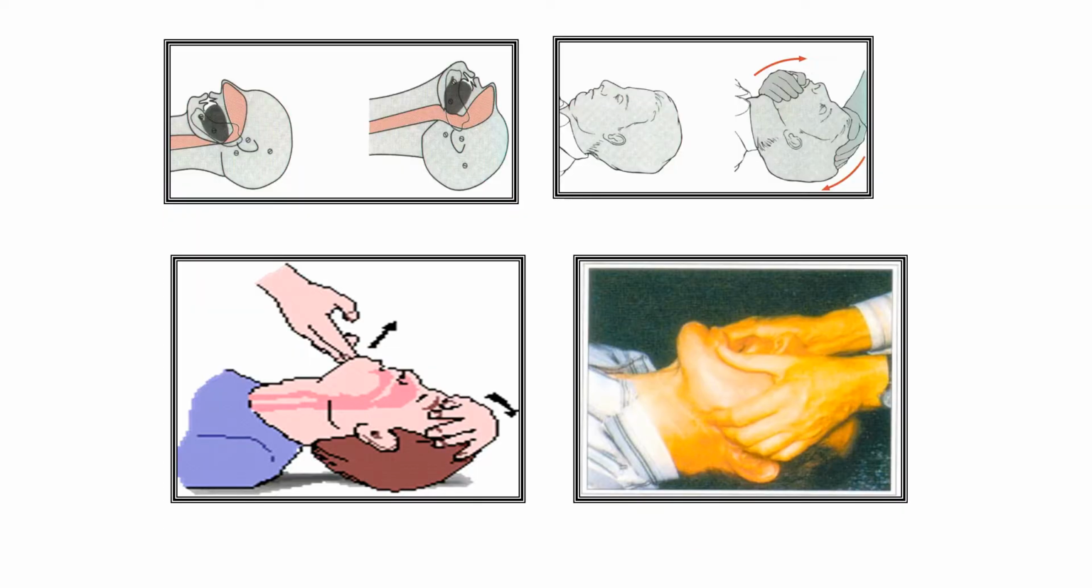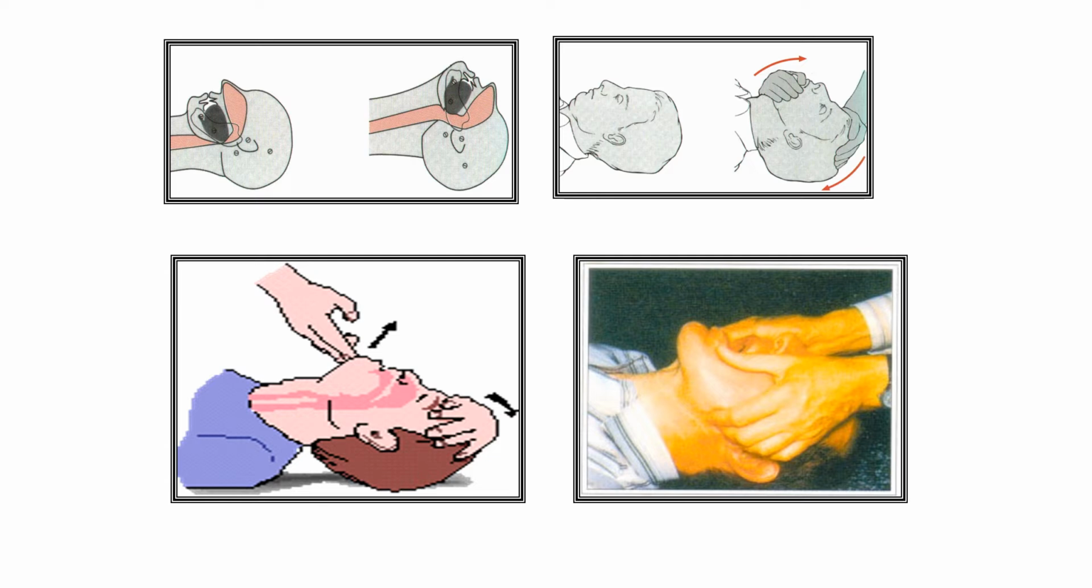This is to show how a collapsed patient will have an airway blockage. When a person collapses, the tongue will be pushed backward, blocking the upper airway. So to open the airway, we can do a chin lift head tilt maneuver. By doing that, we can open the airway.